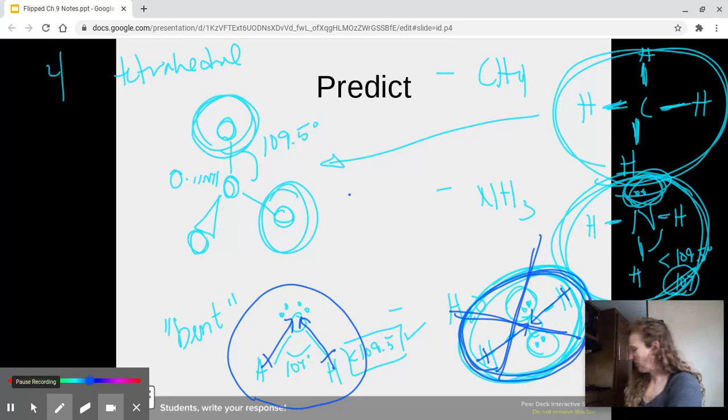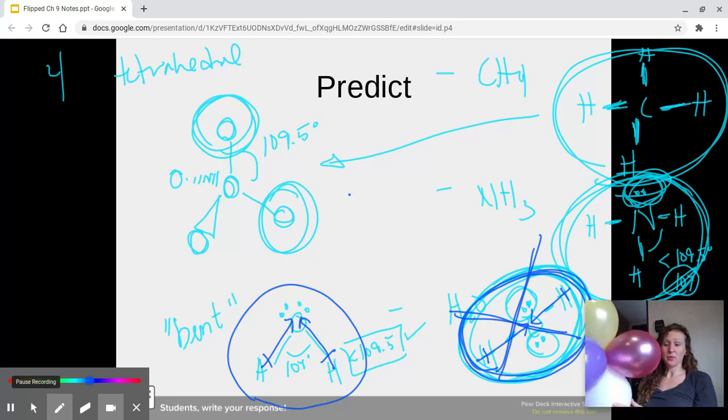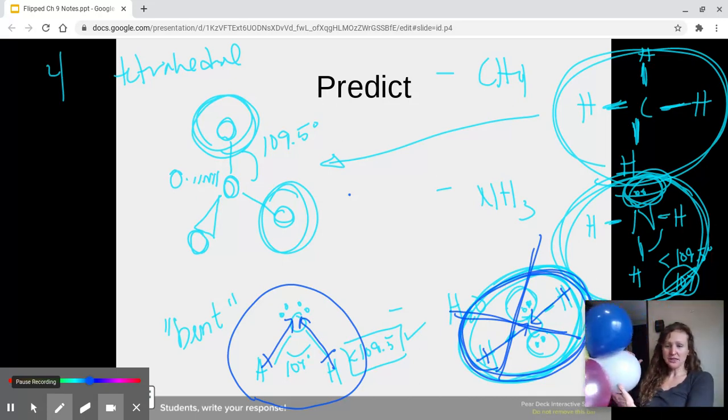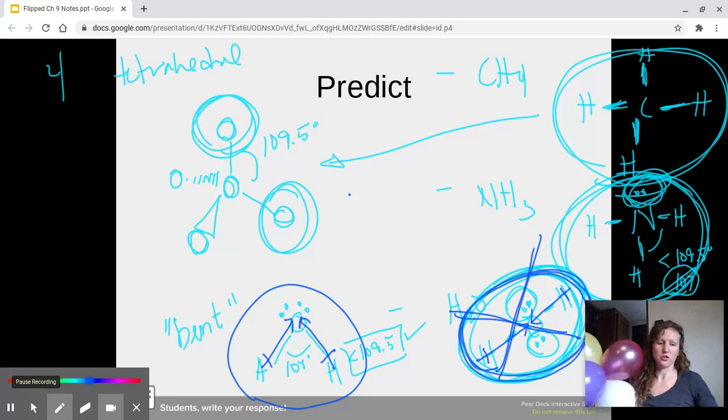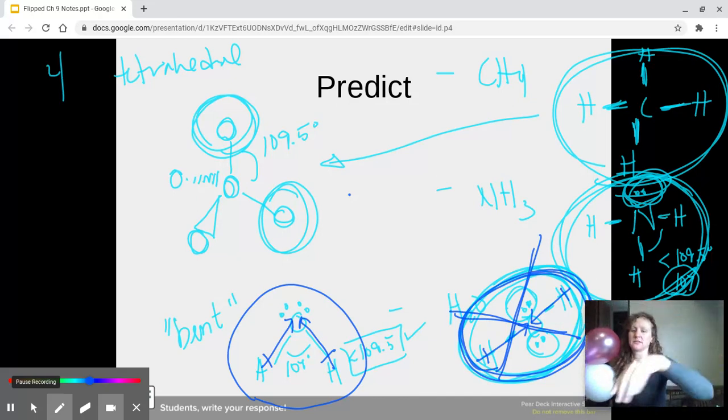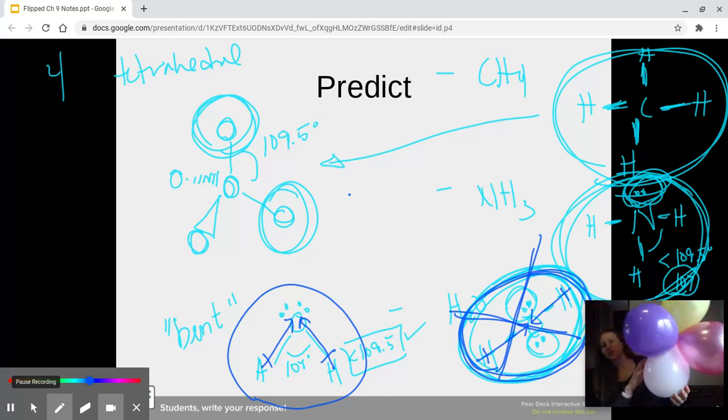So my balloons, I want them to be in a position where they are as far away from each other as possible. Okay, so I come up with something that looks like this. Now, it's kind of a beast of a molecule. Let me push you farther away so you can see it again. Okay, here you go. Kind of a beast of a molecule.